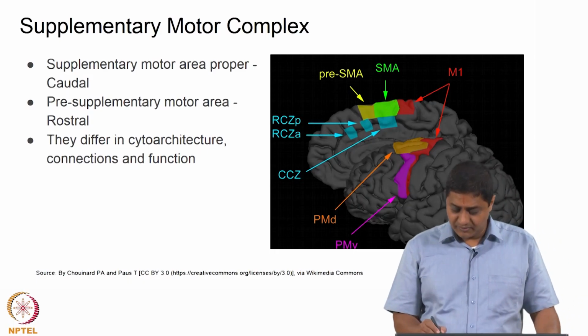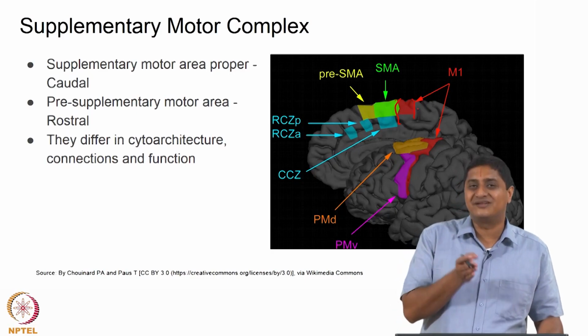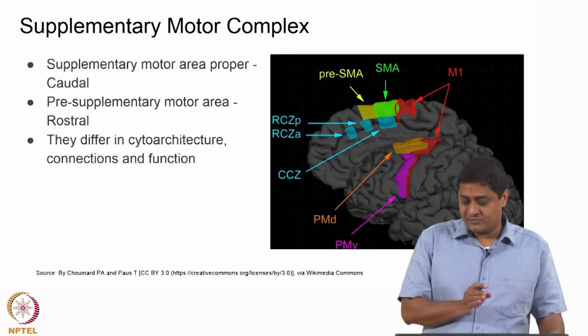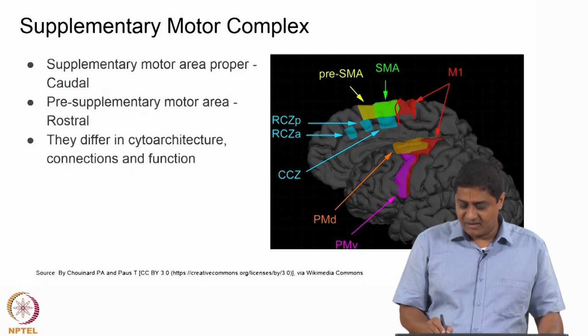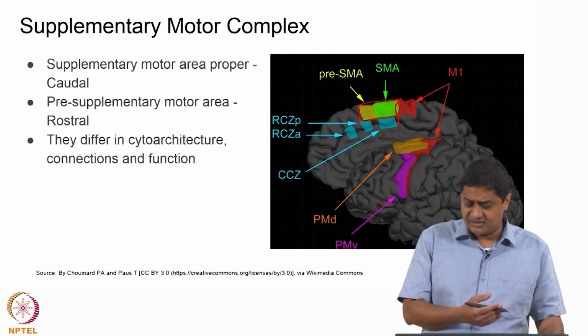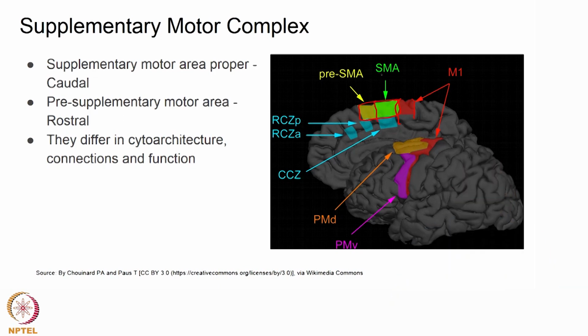So, this is M1, this is the strip that is just rostral to the central sulcus, the precentral gyrus, right. Rostral to the primary motor cortex, you have an area that was earlier called supplementary motor cortex, but the cytoarchitecture of this area has at least two distinct areas or sub areas within itself. These two have come to be called the SMA proper or the supplementary motor area proper.